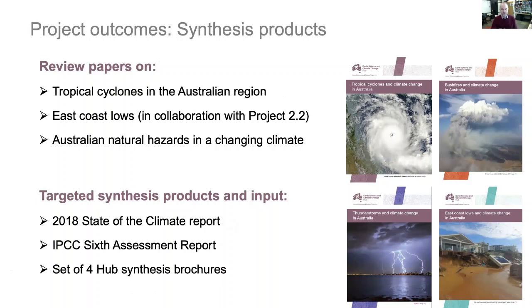A number of synthesis products were produced to help translate the project research, including some review papers written on tropical cyclones and on east coast lows, as well as a broad review paper on all types of Australian natural hazards in a changing climate. Targeted synthesis products were produced, including for the 2018 State of the Climate Report and also writing of the IPCC 6th Assessment Report. A set of brochures are also in production, covering the project's 4 components of tropical cyclones, bushfires, east coast lows and thunderstorms.